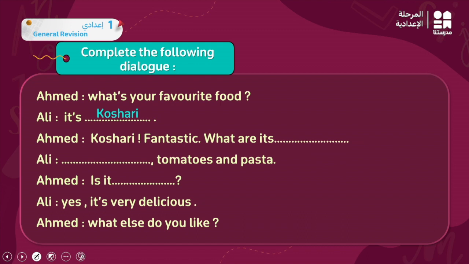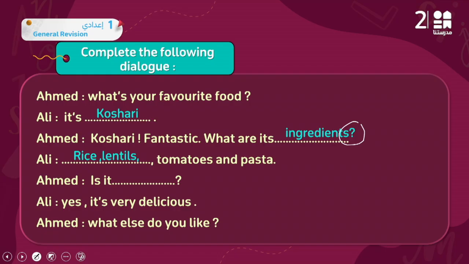So of course he is asking about ingredients. Okay? So what are its ingredients? Ingredients. And don't forget the question mark by the end of every dialogue. Onions, tomatoes and pasta. What else is in this meal? We have rice and lentils. Okay? Then Ahmed, is it delicious? Yes, it's very delicious. Of course I will say the same adjective, is it delicious, because he is confirming what I said and saying yes, it's delicious.